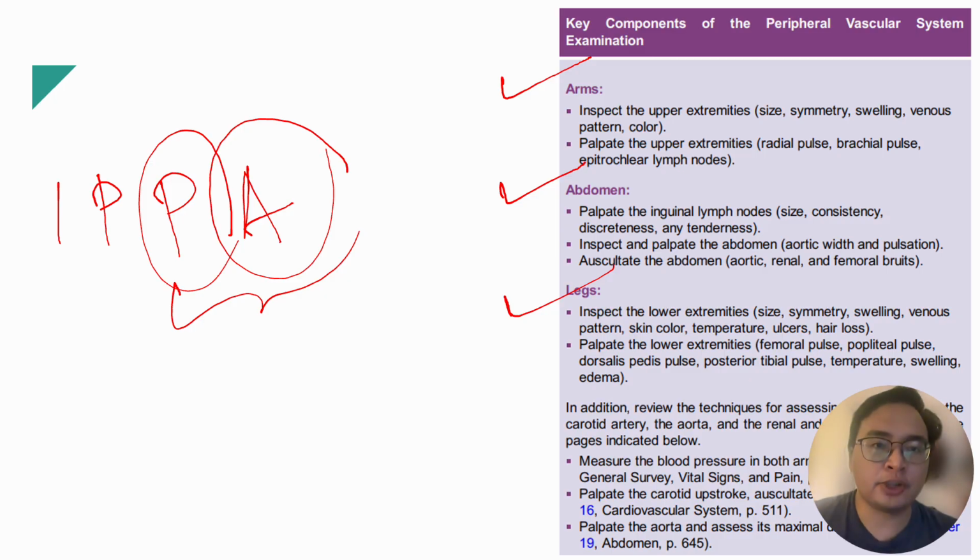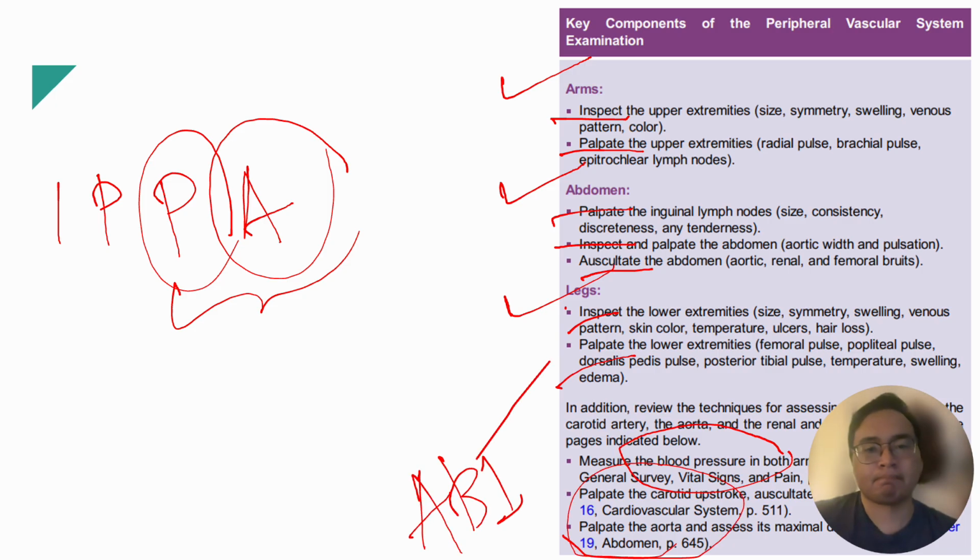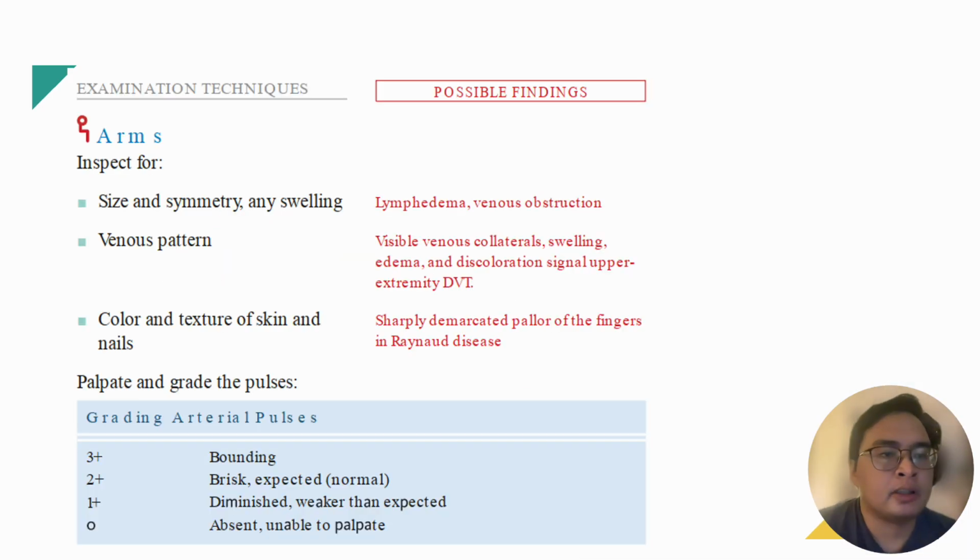So for the arms, you do inspection as well as palpation. For the abdomen, you do inspection, palpation, and auscultation. For the legs, you inspect and palpate. And there are special techniques I'm going to teach you, specifically how to take the blood pressure, as well as how to palpate the aorta, as well as how to take the ankle brachial index. Okay, so let's start first with the physical examination of the upper extremities.